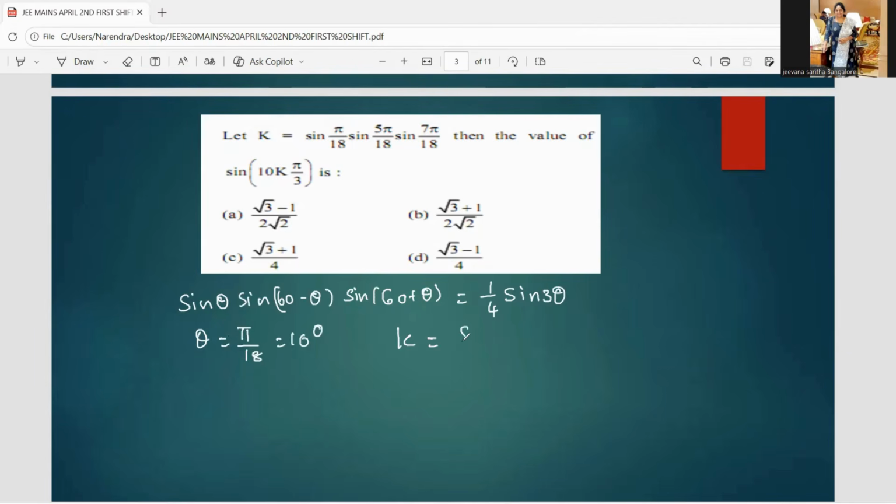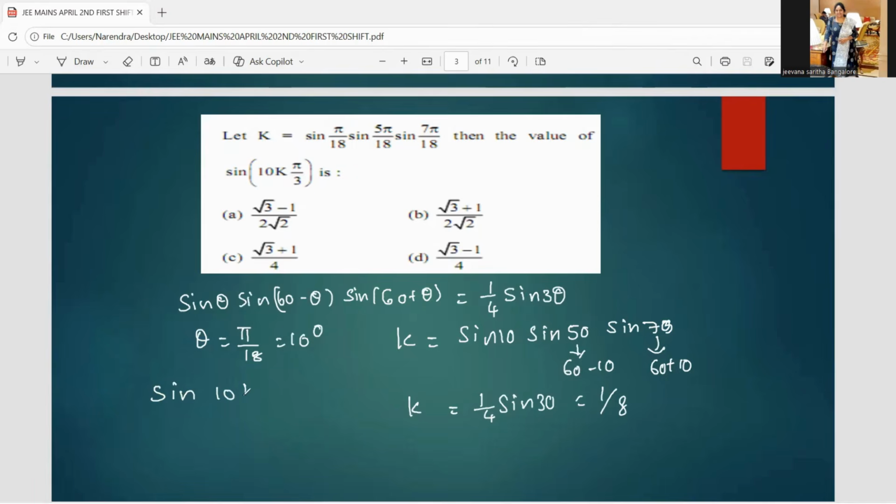So the K value is basically sine 10, sine 50, sine 70, where 50 can be written as 60 minus 10, and 70 can be written as 60 plus 10. So the K value comes out as 1 over 4 sine 30, and that is 1 by 8. On finding the K value, and also the sine of 10 times 1 by 8 into pi by 3, overall this reduces to sine 5 pi over 12, which is sine 75. We are already familiar with sine 75 degrees. That's going to be root 3 plus 1 by 2 root 2.